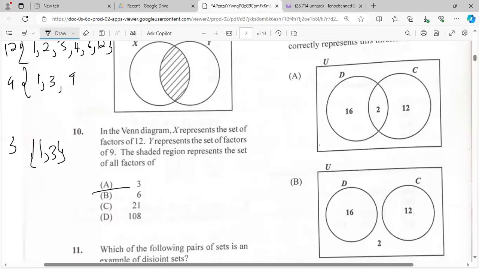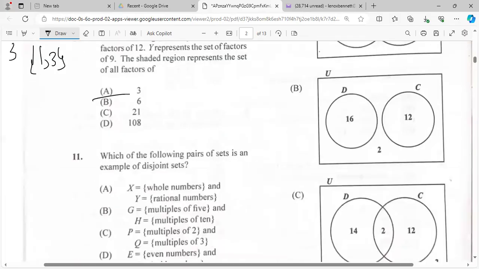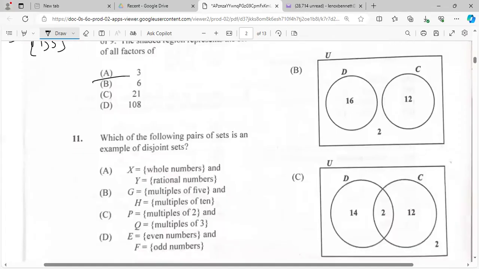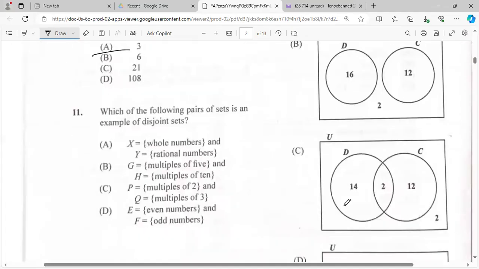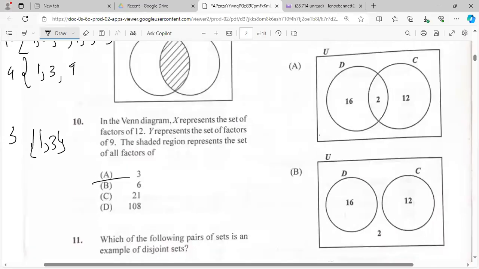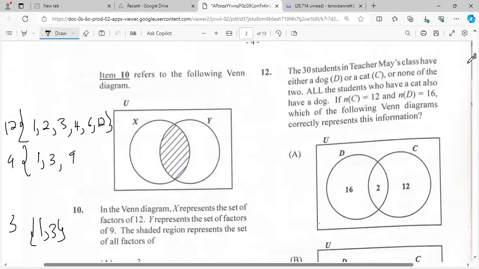Alright, let's move on to 11. Which of the following pairs of sets is an example of disjoint sets? So we have whole numbers and rational numbers, multiples of 5 and multiples of 10, multiples of 2 and multiples of 3, even numbers and odd numbers. This is it. These are disjoint sets. Disjoint means that they have nothing in common. There's no element that is common to both.